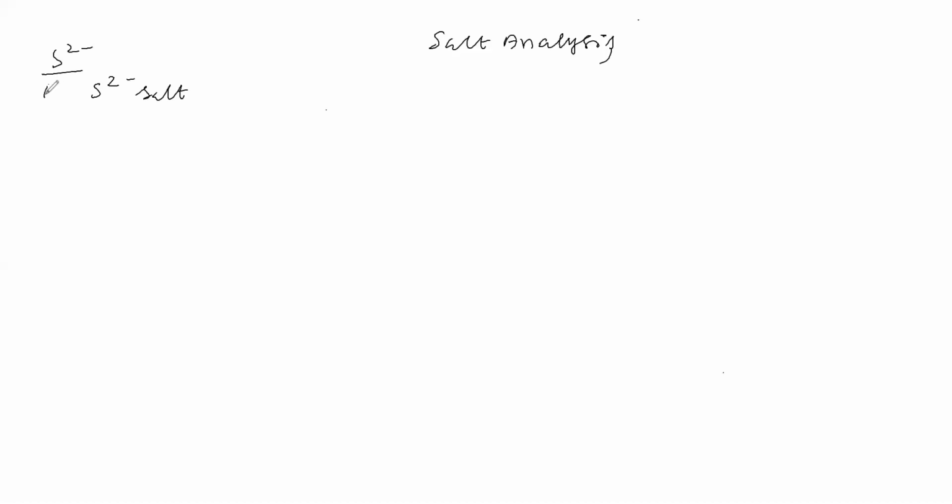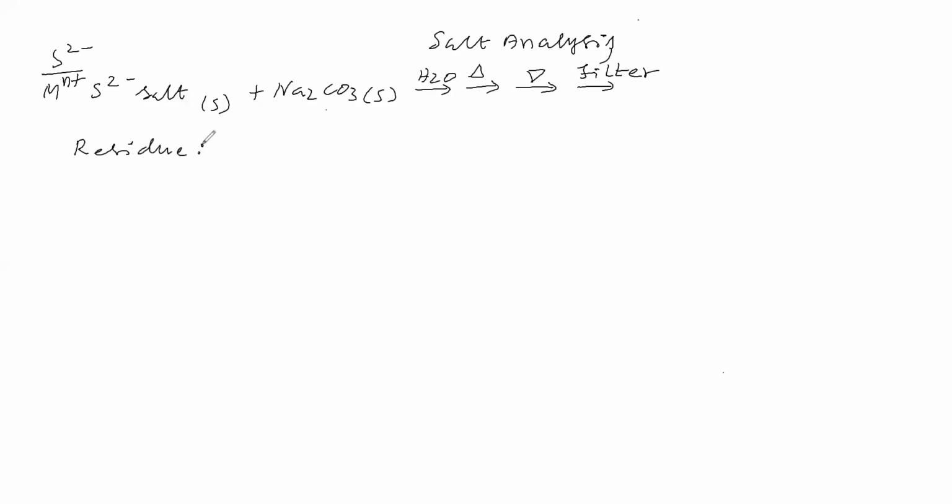This sulfide salt has a cation, suppose so and so cation. This solid you are taking, and to this you are adding sodium carbonate. Then you are adding water and boiling the contents. Then you are cooling the contents, and then filtering. You are getting residue and filtrate.